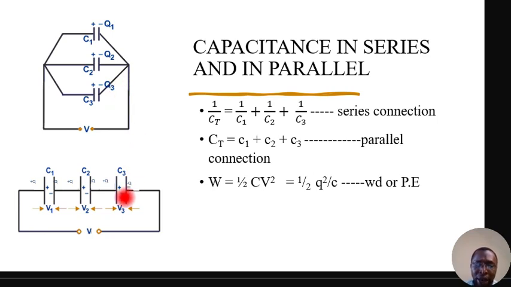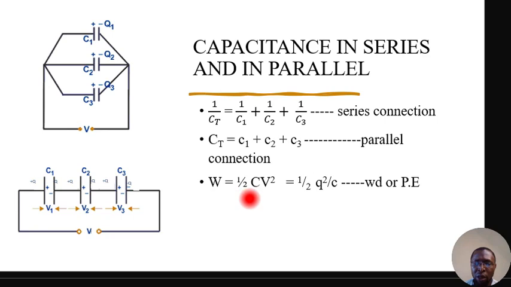So when they are in series, to calculate their total capacitance, you say 1 over Ct is equal to 1 over C1 plus 1 over C2 plus 1 over C3. That's the formula for calculating total capacitance when capacitors are in series. But when they are in parallel, their total capacitance, Ct, will be equal to C1 plus C2 plus C3.